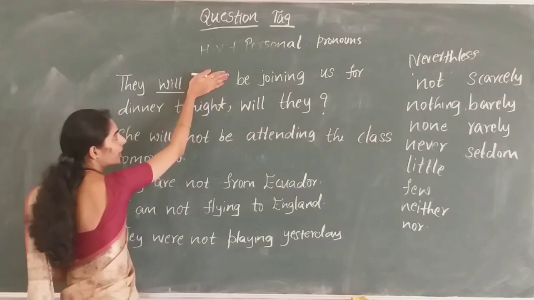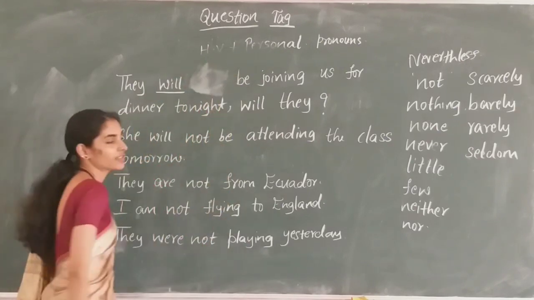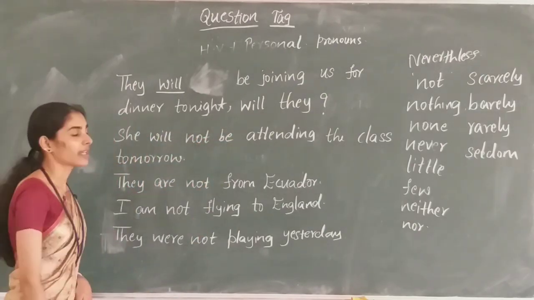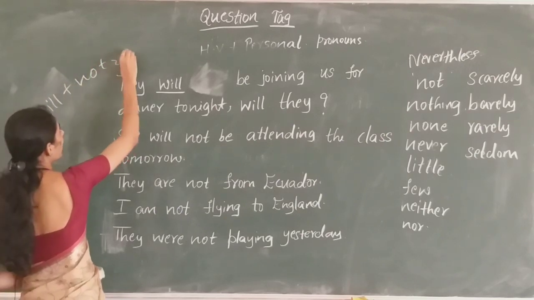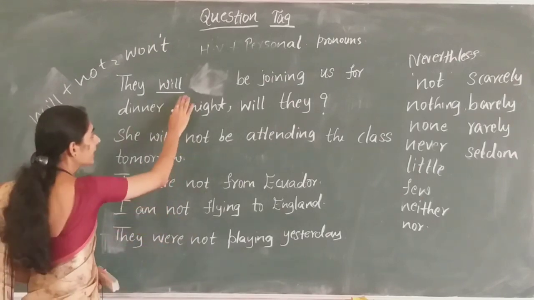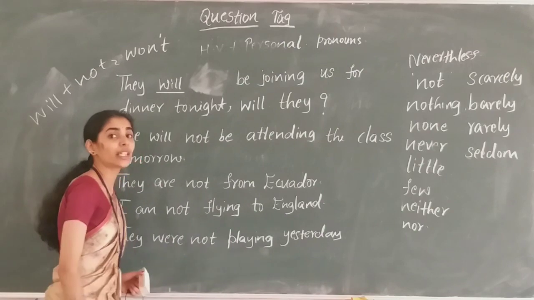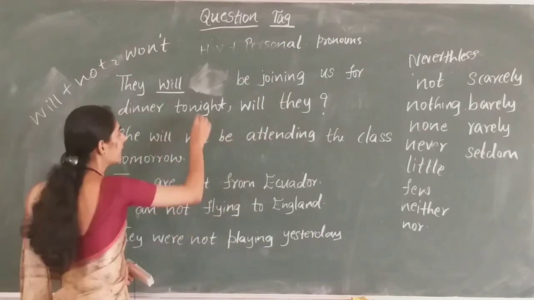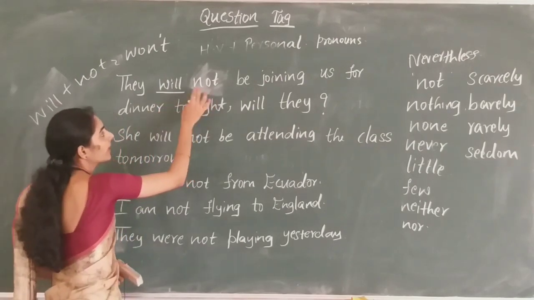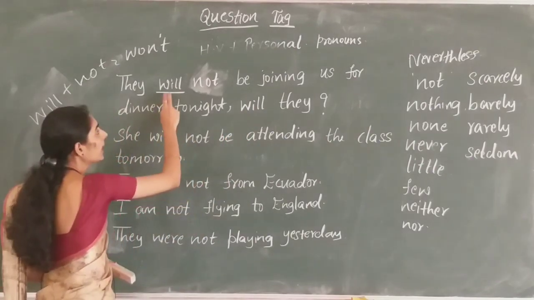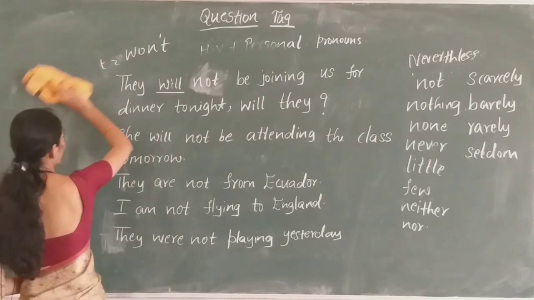In case there is no word not, just assume that this sentence is positive, then the tag becomes, just for example, they will be joining us for dinner tonight. So the tag should be will plus not. So what it becomes? Will plus not, that becomes won't. So in case the same sentence is given without the word not, which means if the sentence is positive, then it becomes won't they, which means that is a negative tag. But here this is the negative statement, and that is why the tag must be positive. So if it is will not, then it becomes will they. If it is only will, then it becomes won't they. This is how we frame negative and positive tags. Let's move on to the next statement.